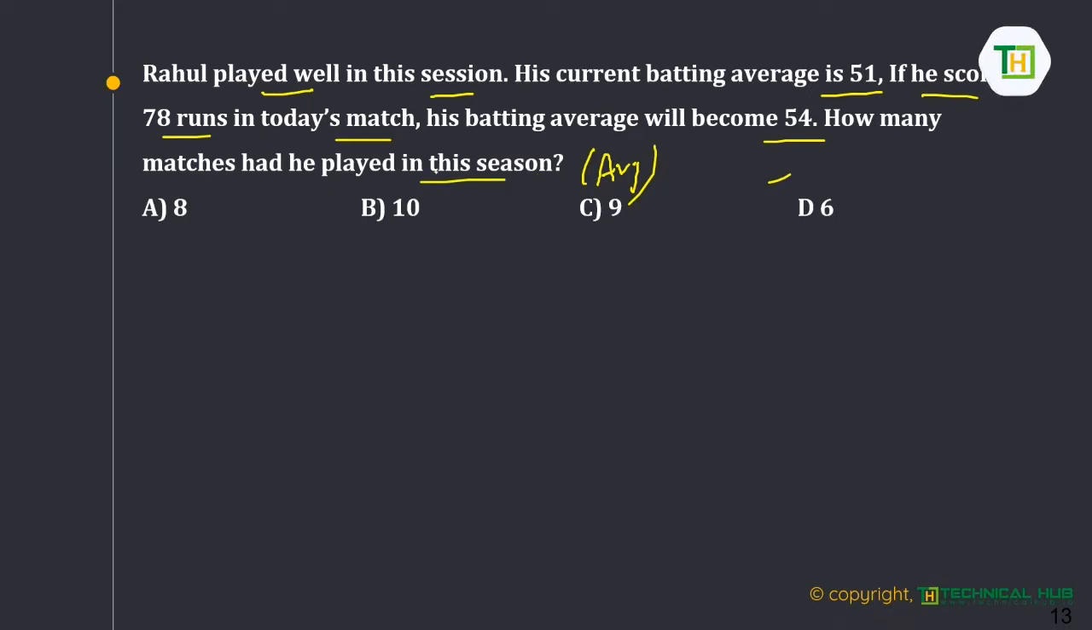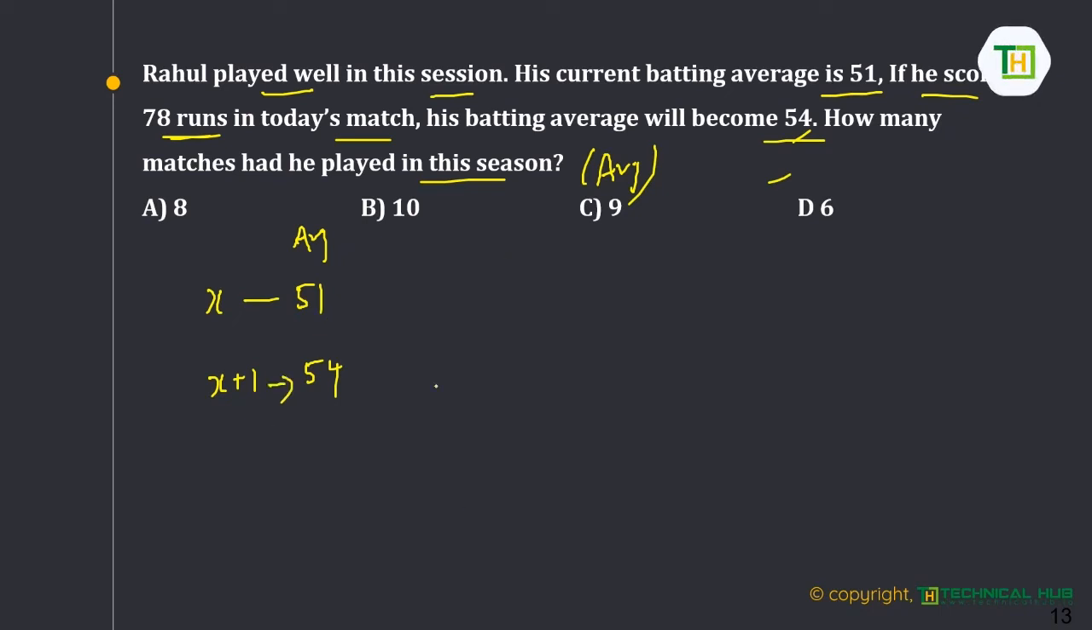Let the number of matches played in this session be X, and the average is equal to 51. If he scored 78 runs in today's match, then today's match means I'm taking X plus 1. So that is equal to how much? 54 is the average. His batting average increases to 54. So the average for X innings is given, and the average for X plus 1 innings is also given.